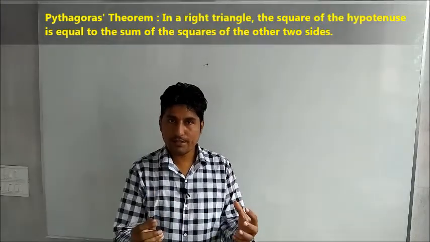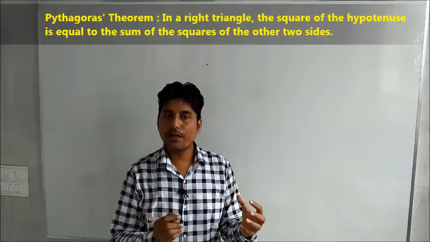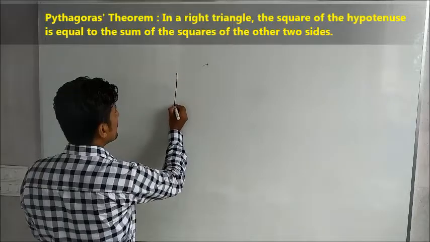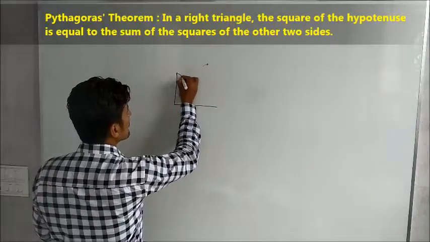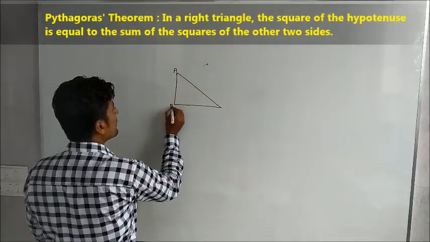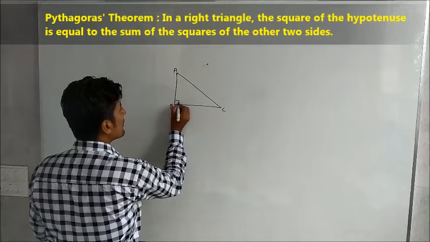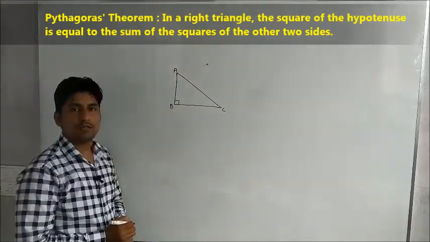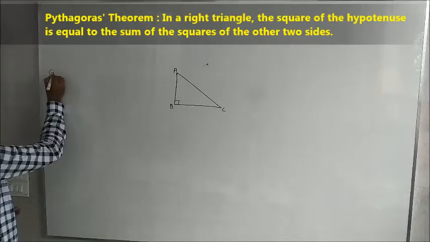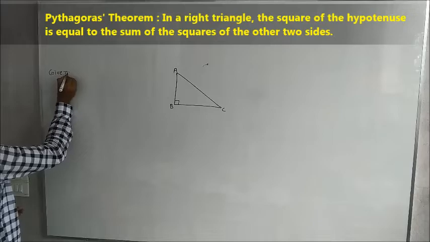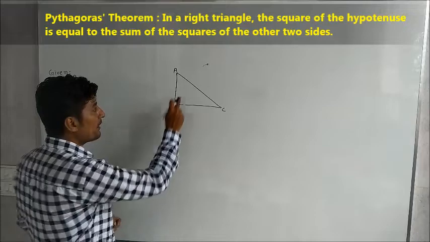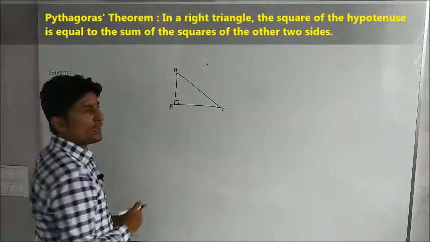So on the basis of this statement, first of all, we have to draw a right triangle. Suppose we are having a right triangle ABC. ABC is a right triangle in which the measurement of angle B is equal to 90 degrees. Now we have to write the given. In the given, we have to write down whatever is given in the figure. In the figure, it is given that ABC is a right triangle.